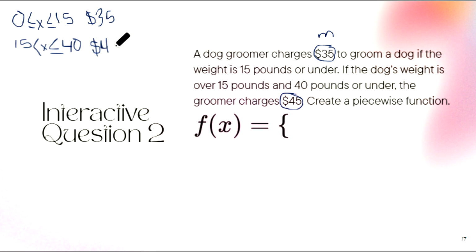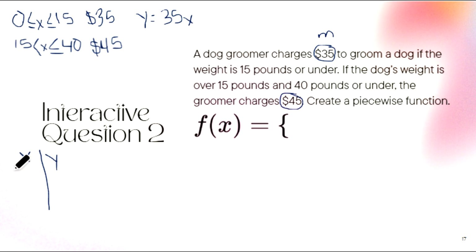Okay, we've got those. Now we need to create a table of values. Oh, sorry, we need to create the formula. So the formula for number 1 is going to be y is equal to our rate of change, m, which is 35, times x, which is whatever the weight of the dog is when it's between these two. Okay, so here's our first formula. We cannot write our second formula until we figure out some points for our first formula. So we have a table of x and y.